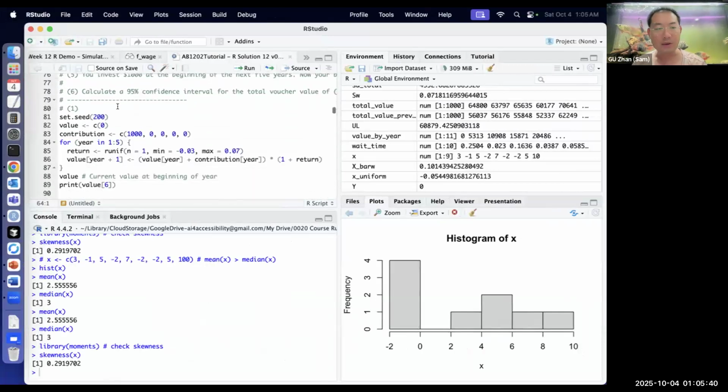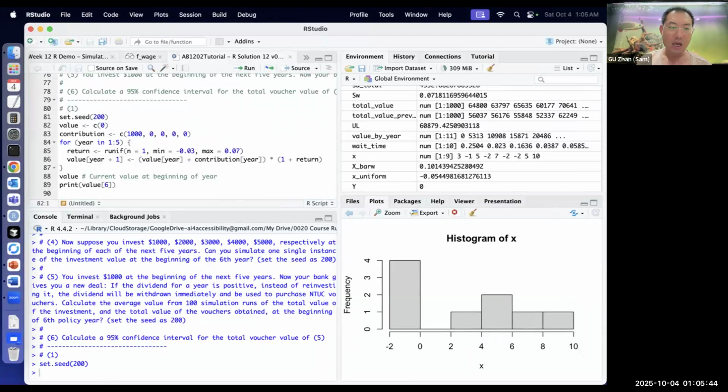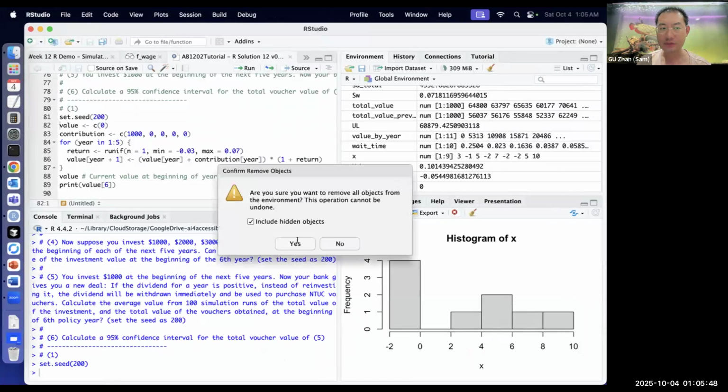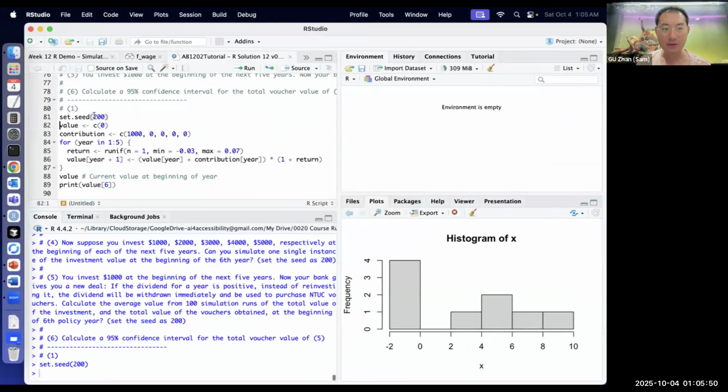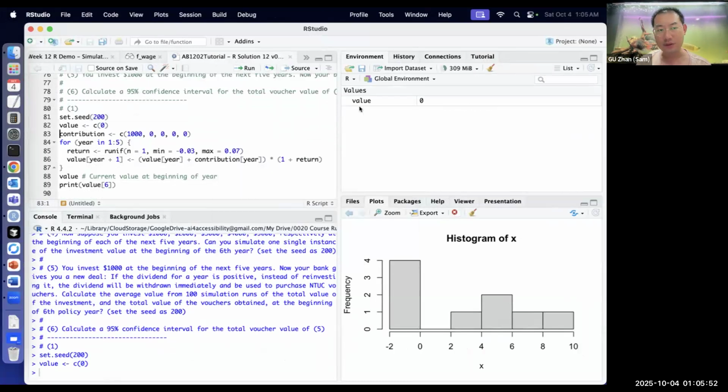So this is pretty complicated. Let's do it one by one. So set seed 200. Let me clear everything here. Okay, set seed 200. Value equal to 0. Contribution is 1,000. Then first year, second, third, fourth, fifth year.